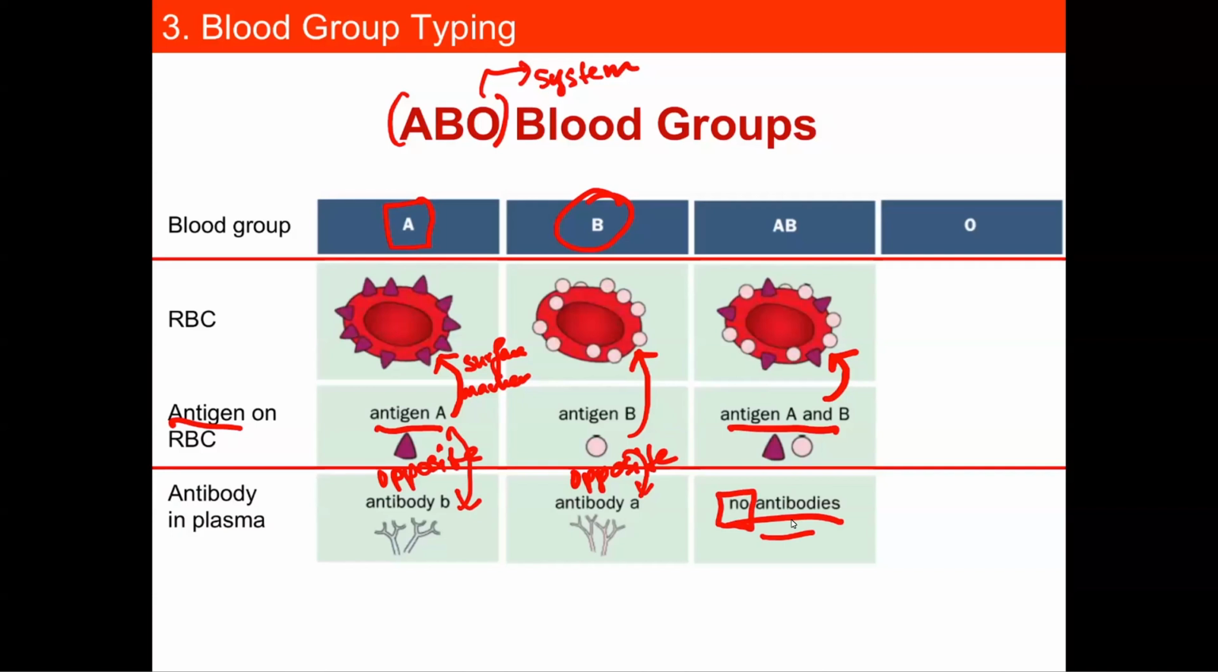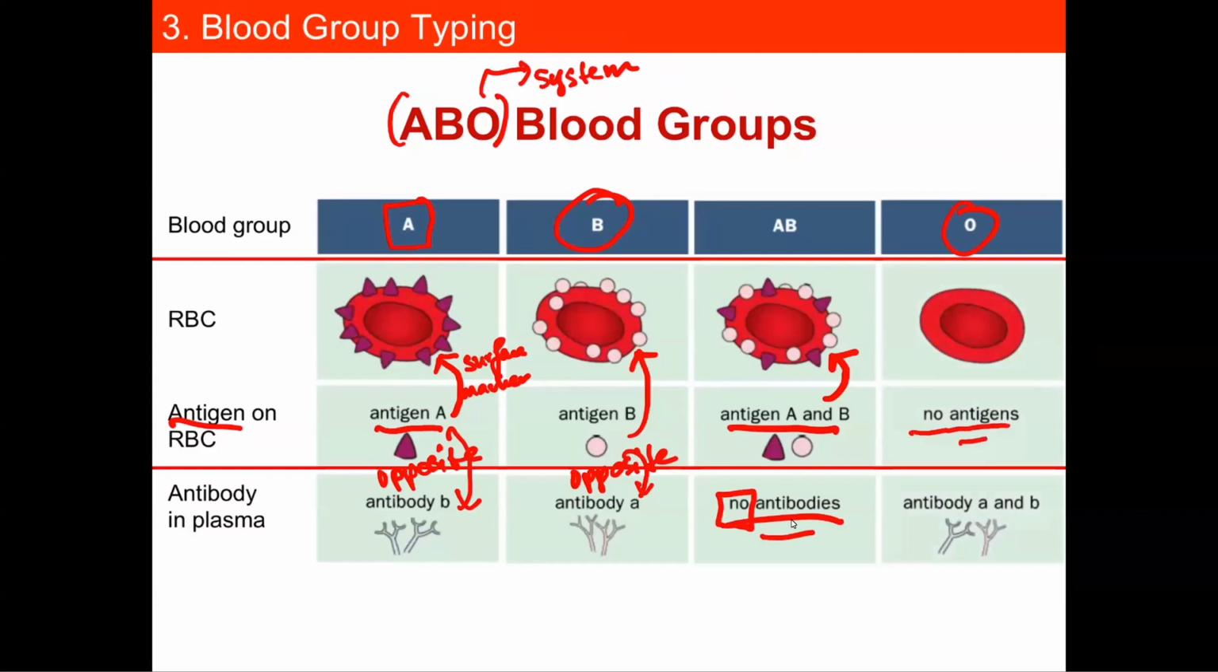And finally, blood group O. You can tell, if AB can have both antigens on one red blood cell, that means for blood group O, I have no antigens. I do not have either of the antigens A or B on my surface. This is for people who have blood group O. And the interesting part again, for blood group O, I have both antibodies. I have no antigens.